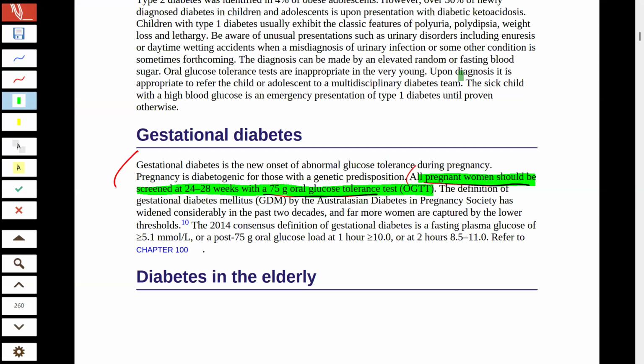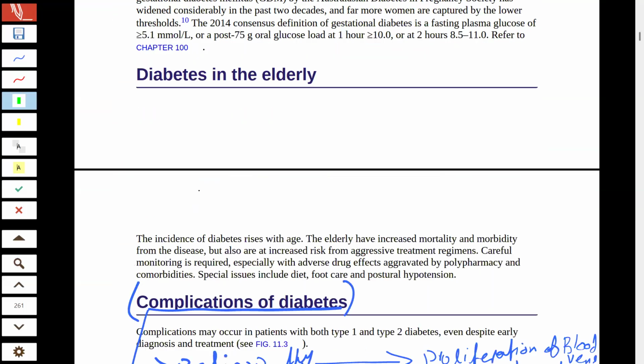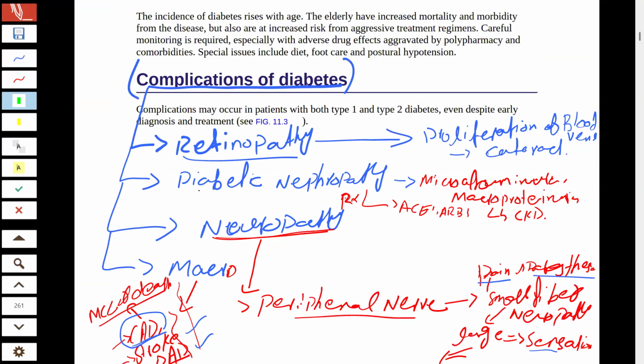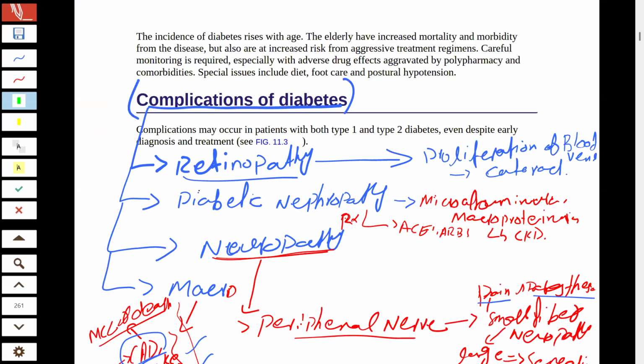Okay, so move to gestational diabetes. All pregnant women should be screened at 24 to 28 weeks with a 75 gram oral glucose tolerance test. So this is the thing. And before going to treatment, complications. This is the chronic complication. We discussed acute complications as well, but this is chronic complication.